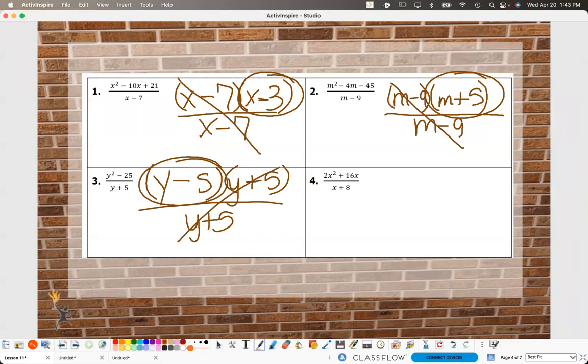So I have to think, okay, they're not perfect squares, and it's a plus sign. Plus can't do difference of squares, it has to have a subtraction sign. So it must be GCF. What number goes into 2 and 16? 2. What goes into x squared and x? If I divide 2x squared by 2x, I get x plus 8. And they cancel. I had a lot of people trying to turn that into a binomial.